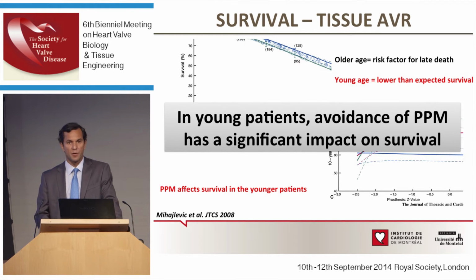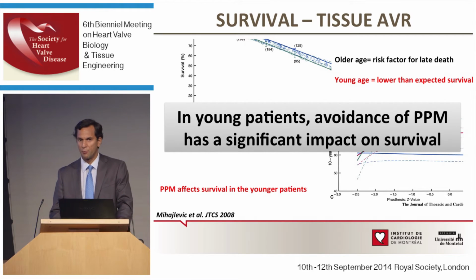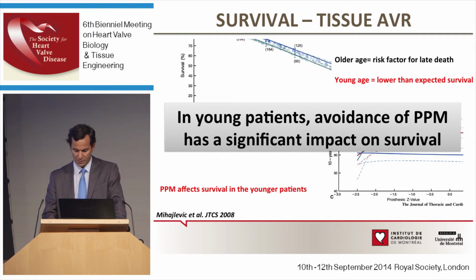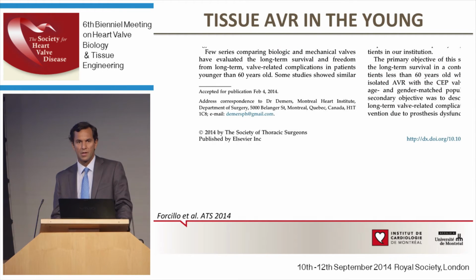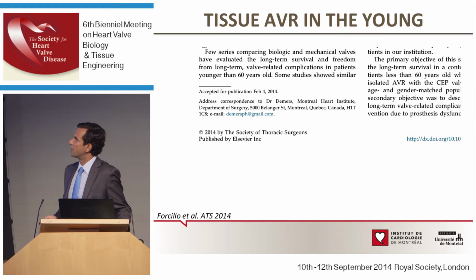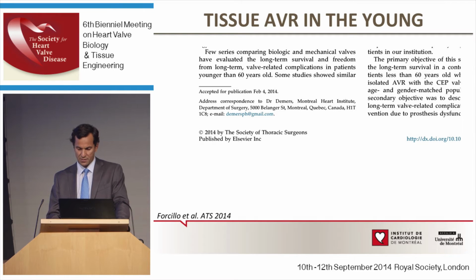So in young patients, avoidance of patient prosthesis mismatch has a significant impact on survival, and that will be relevant when we talk about the Ross procedure in just a minute. And the final study I want to show you with regards to standard aortic valve replacement in the young is another study that we recently published from our group looking at tissue aortic valve replacement in the aortic position in patients under 60 years of age.